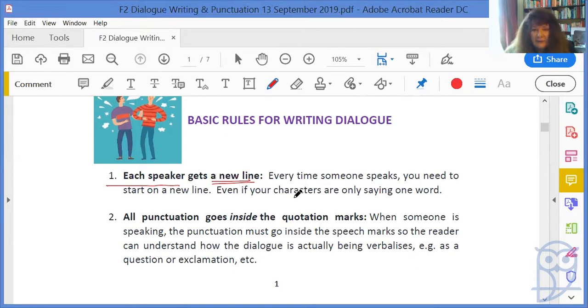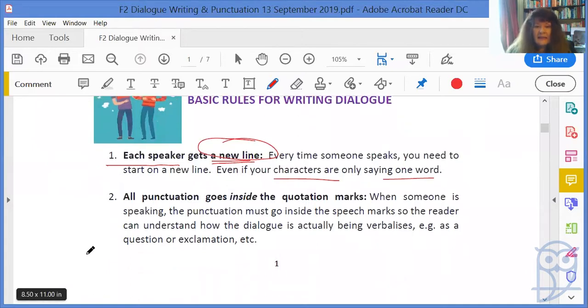Okay, even if your character is only saying one word, like yes, no, etc. So that person must get a new line. Otherwise, your dialogue is wrong. So you lose marks. Okay, and the second thing, most important thing to remember, all punctuation goes inside the speech marks. Okay, all of it.